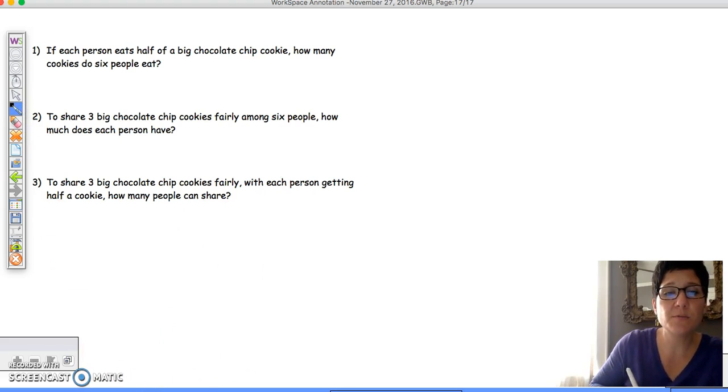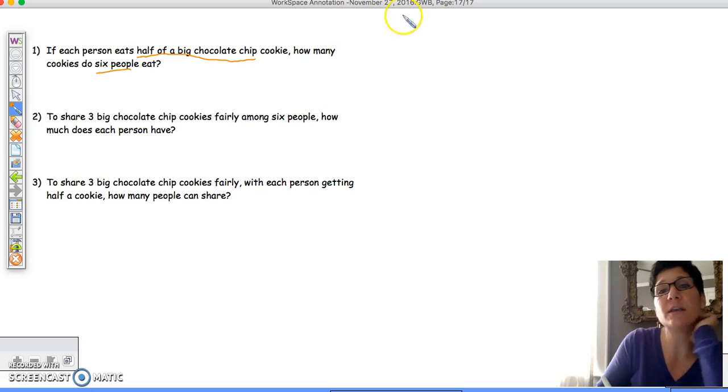And I'm going to do an orange one because that's as close to the color cookie as we can. So if each person eats half of a big chocolate chip cookie, how many cookies do 6 people eat? So each person eats half a cookie, right? So one person eats half a cookie, the other person eats half a cookie. So that means that 2 people eat one whole cookie. Would you agree with that?